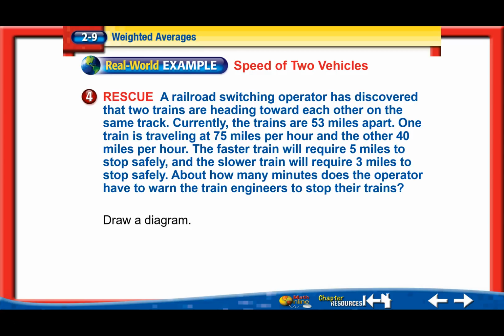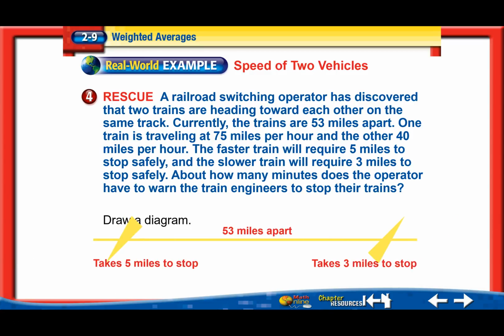So the easiest way is, let's start with a diagram. So we have a train coming from the left that takes 5 miles to stop, a train coming from the right that needs 3 miles to stop, and they are currently 53 miles apart. So at the point where they're 8 miles apart, the engineer better know, or they are going to crash. So 8 miles less than that means 45 miles left is what we need to know.